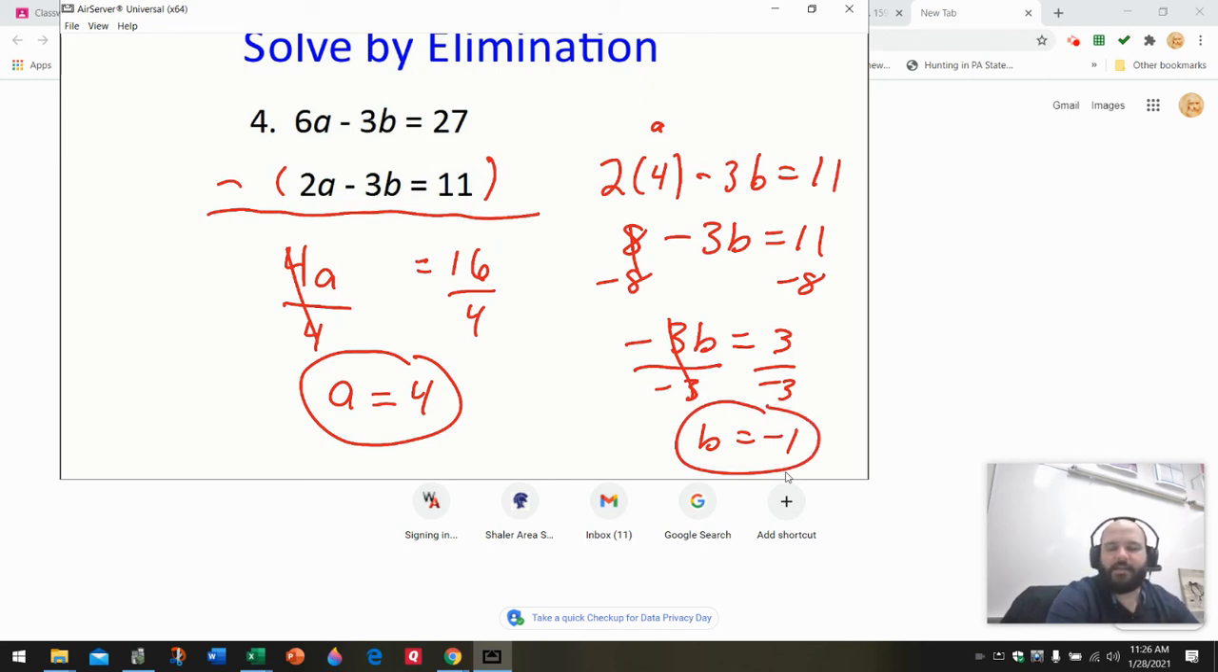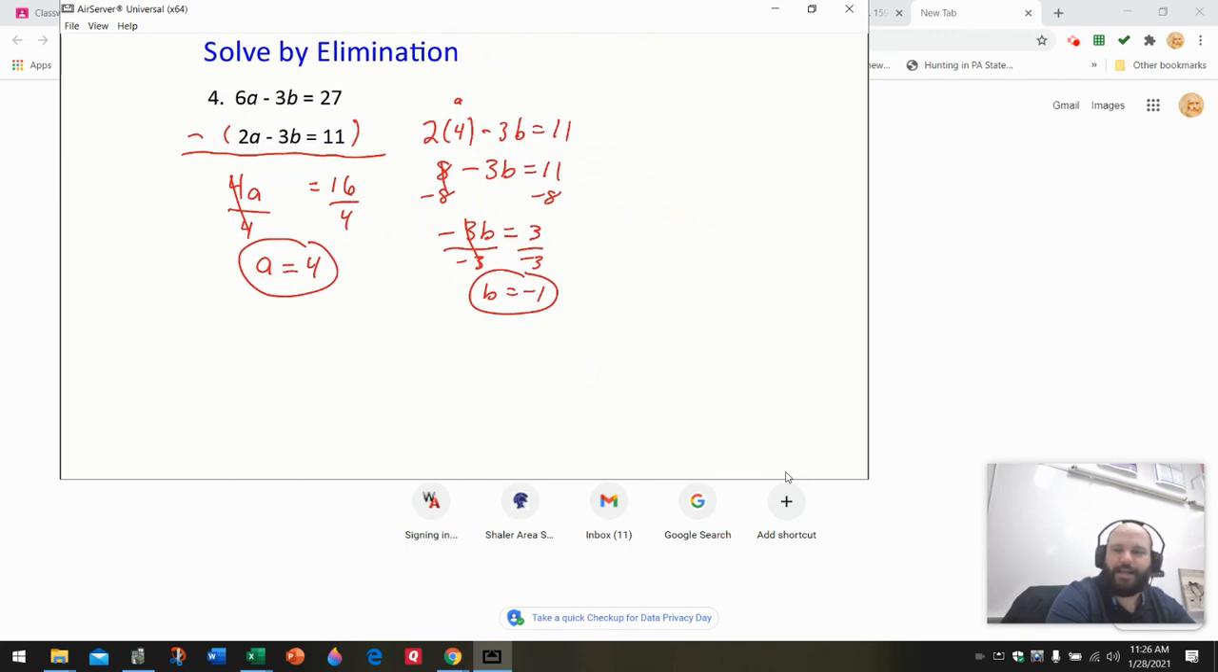Now, once again, as I said in the last problem, when you have variables different than x and y, you want to list them so they're alphabetized. So the a comes first. So we would have 4, and then we would have comma negative 1. And that is going to be your solution.